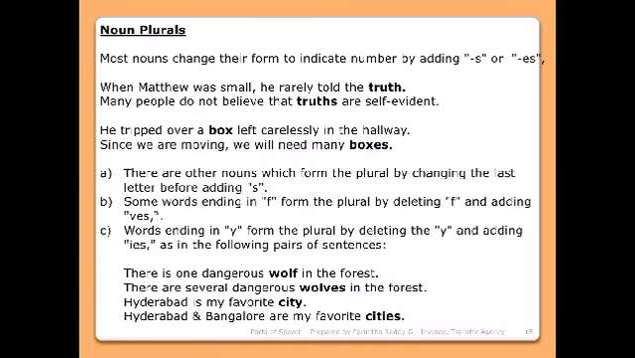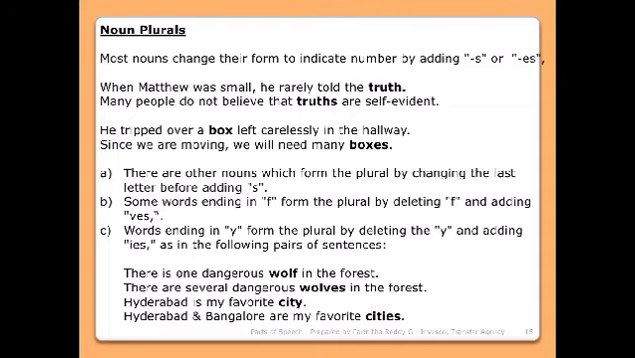Now noun rules. Most nouns change their forms to indicate the number by adding s or es. When Matthew was small, he rarely told the truth. Many people do not believe the truths are self-evident. What the truths are, basically when there is an addition of s, then it changes its form. Since we are moving, we need many boxes.